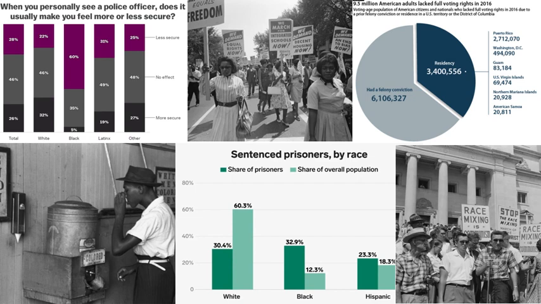The images show what life was once like for African Americans, like how they had to drink from separate, dirtier water fountains than white Americans, or how they gathered to peacefully protest for equality while white Americans protested their protests. The graphs show that black Americans tend to feel more uneasy around police officers than white Americans, that they're incarcerated at greater rates, and have fewer opportunities to vote because of convictions.